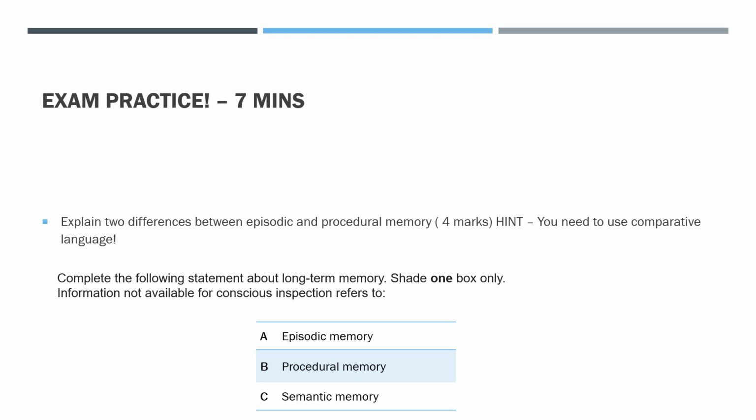And then complete the following statement. Information not available for conscious inspection refers to procedural memory, so it's B.